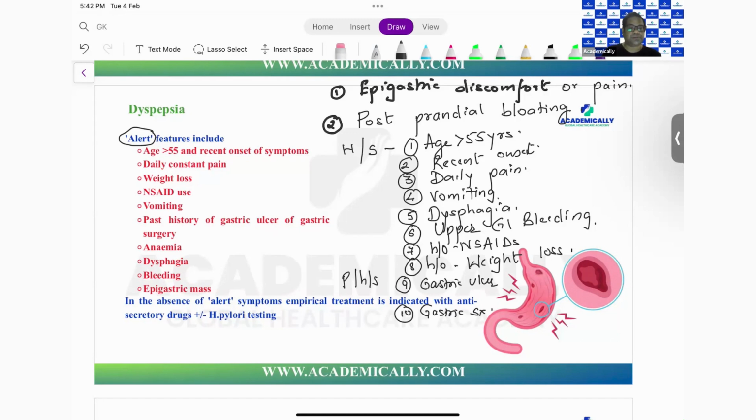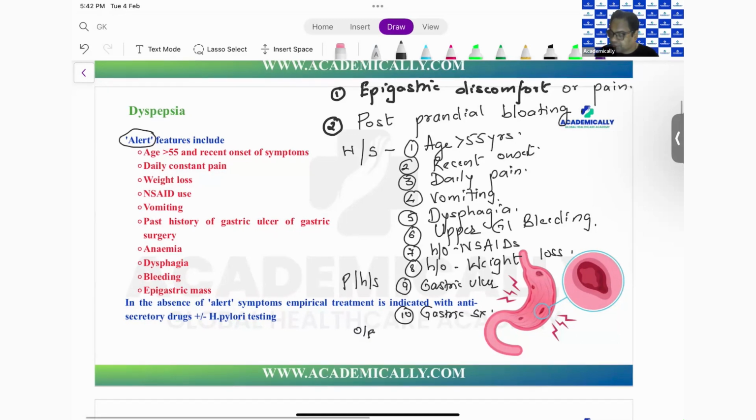This is something which is alarming. On examination, if we see that there is anemia, or if we see that there is an epigastric mass, again alarming for us. So these are things that we should look out for.